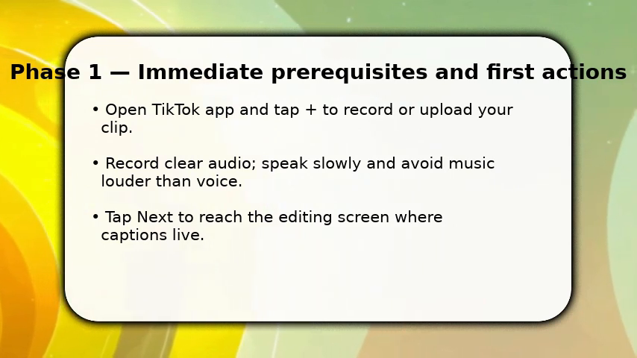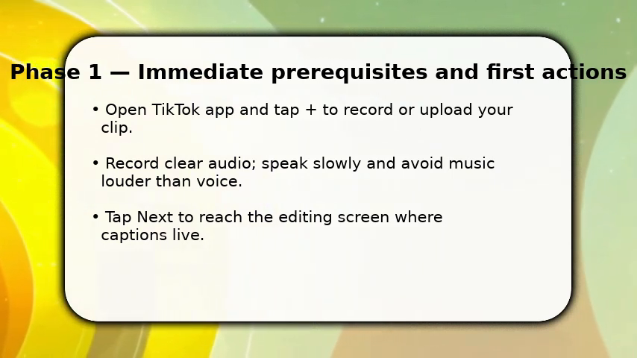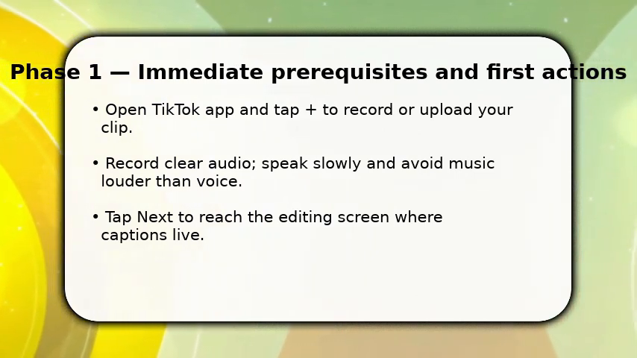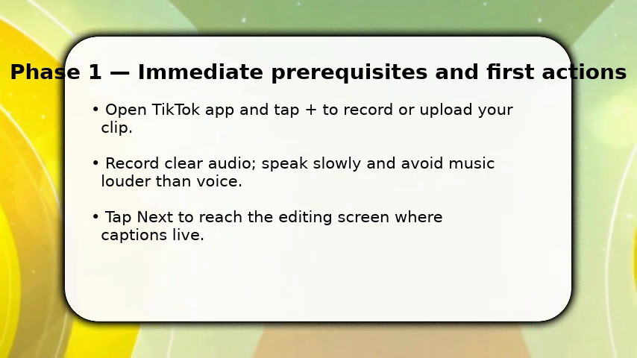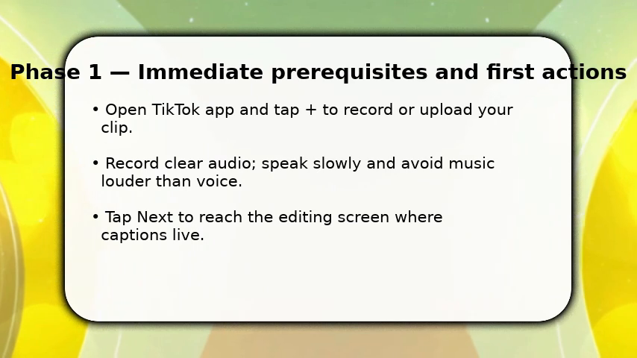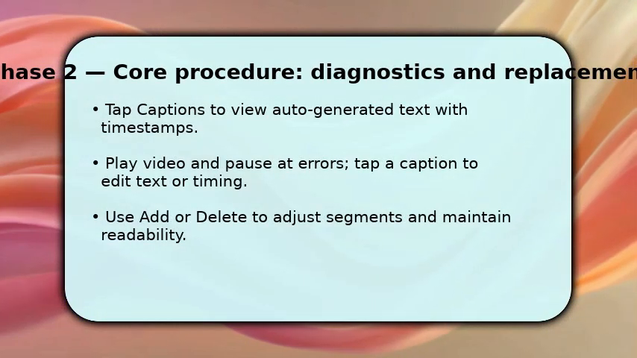Now, locate the Captions button on the right side tools. This is the first actionable step. Tap it to start automatic transcription. You'll see progress, while TikTok generates time-aligned text for your video. Once captions generate, play the video and watch the transcription closely.